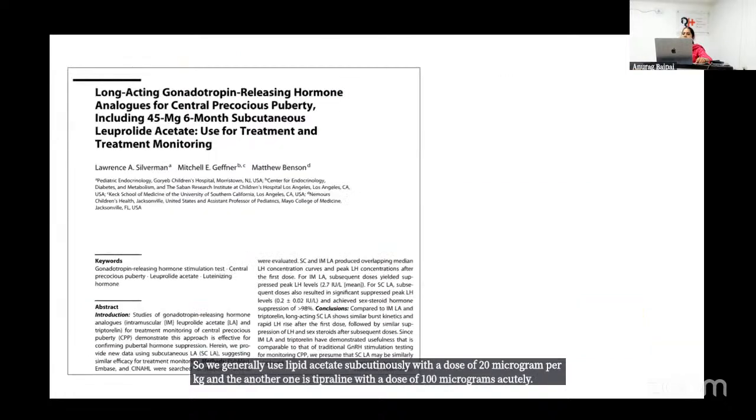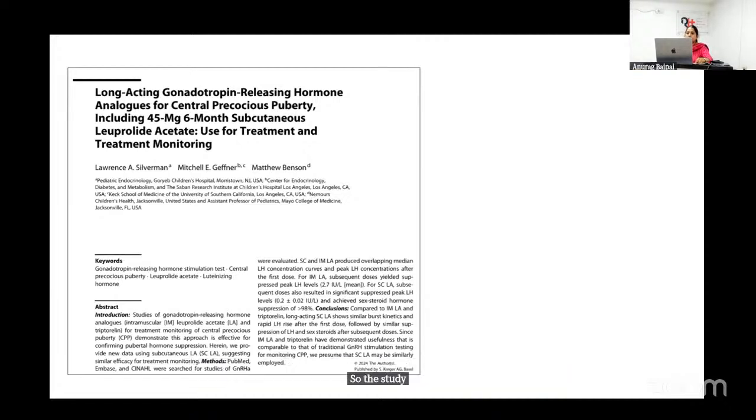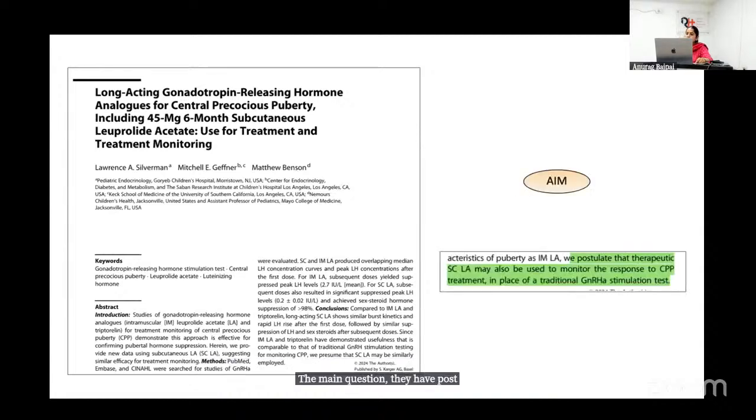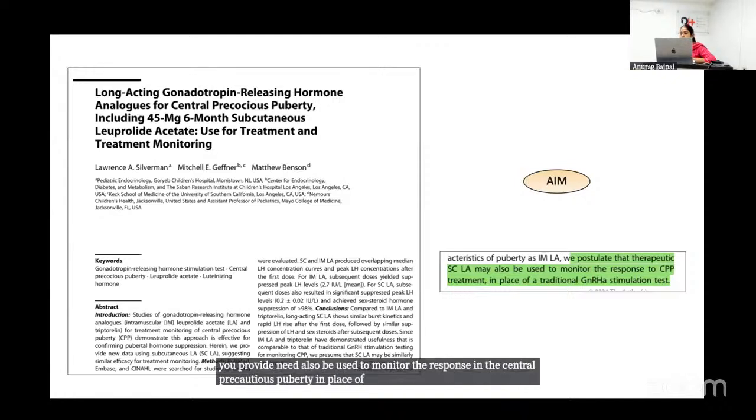So the study has used leuprolide acetate of 45 milligrams 6 monthly, and it was given subcutaneously. The main question they have postulated is that the therapeutic subcutaneous leuprolide may also be used to monitor the response in central precocious puberty in place of a traditional GnRH stimulation test. So they conducted a study on the basis of this hypothesis.